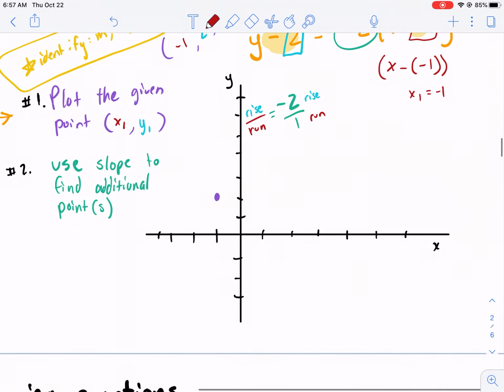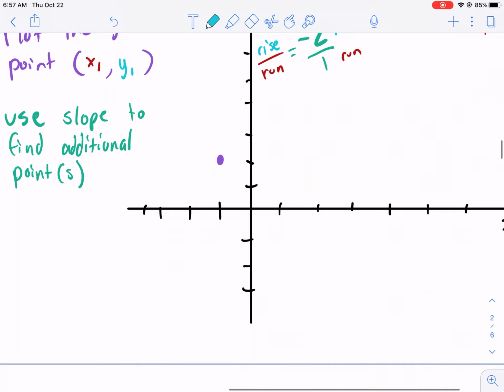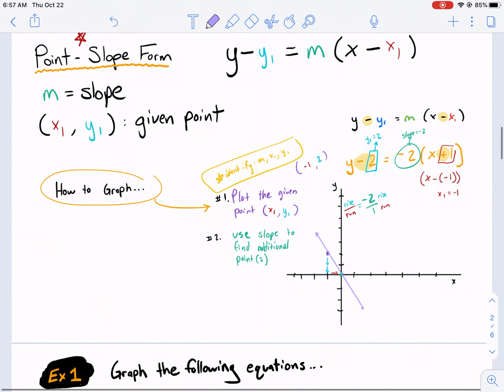Okay, so I'm going to go down 2 units from this point, the given point. So I go down 2 units, and then I'm going to go right 1 unit. I'm going to make another dot. I'm going to make it green just to show that's the second point. And then how do I finish? I connect the dots. Okay, this is just like slope-intercept form. If you want to review that, see the first video, and there you go. Okay, so that's my point-slope form.